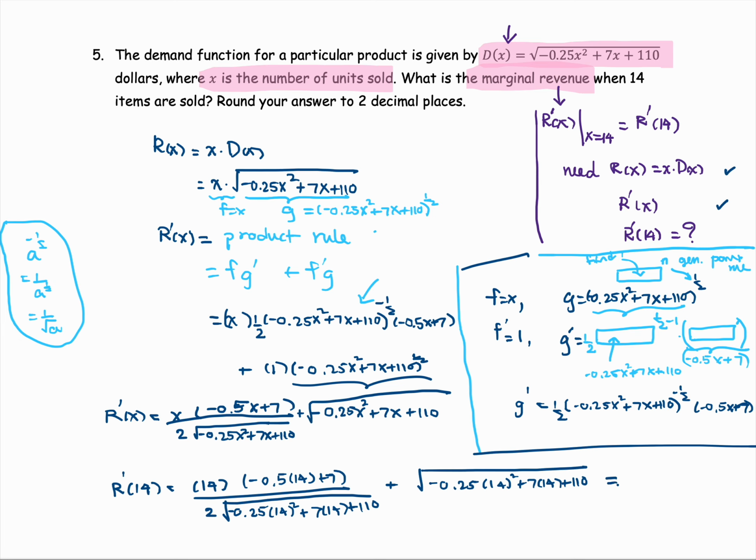And then put it in a calculator, round to two decimal places, we should get 12.61, and the unit is dollars per item sold. And this is what we are looking for.